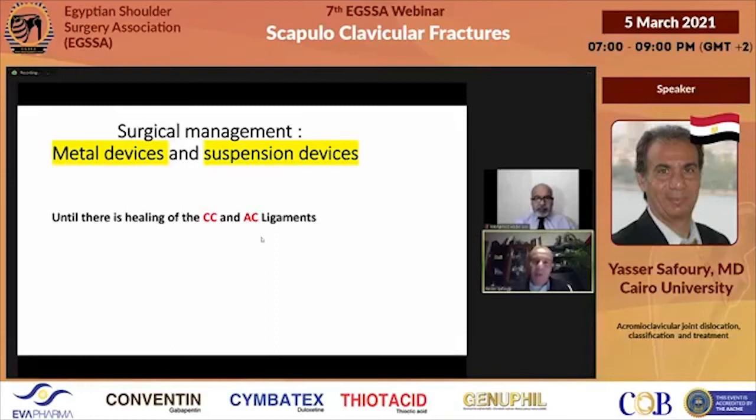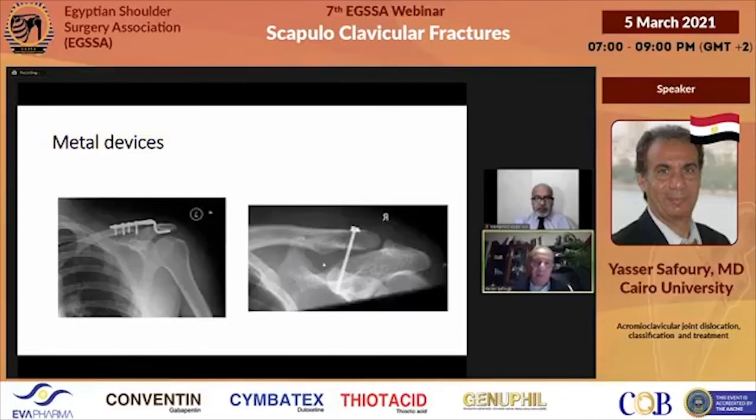So surgical treatment, the aim of it is to repair the AC joint ligament and the CC ligament. And we have devices to help us to maintain the position of the AC joint until healing. These may be in two big groups, metal devices or suspension devices. Metal devices like the hook plate or the screw between the coracoid and the clavicle. They maintain the clavicle in space until there's healing of the ligaments.